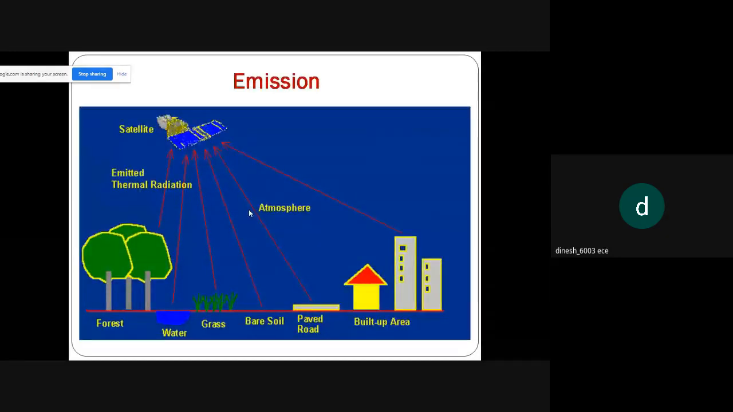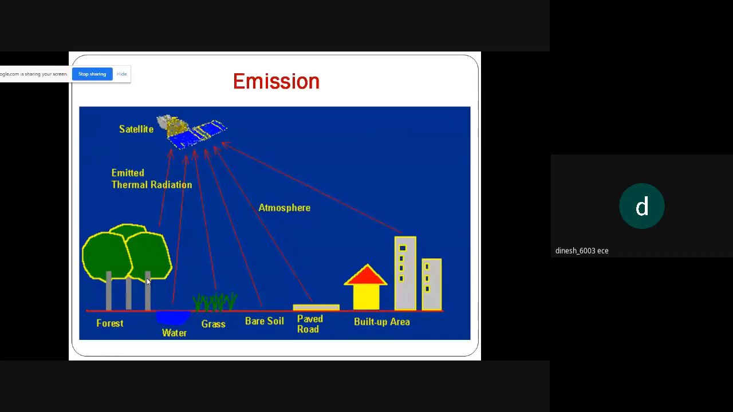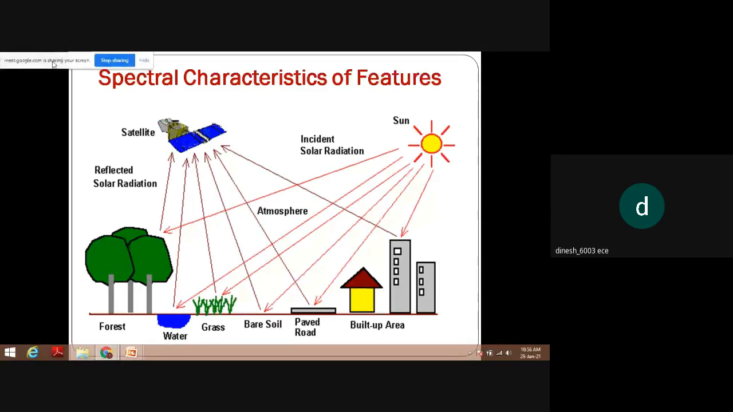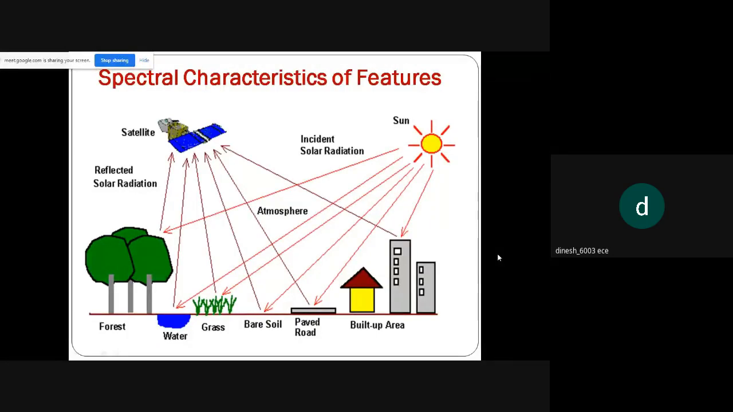Next is the emission. The surface will emit some radiations despite the incident waves which are falling from the illuminated sources, from the sun or from passive sources or active sources, that fall on the earth surface. So this will emit in return, coming under emitted thermal radiations. We call that emission due to the surface of the body or the object. So it will emit something.